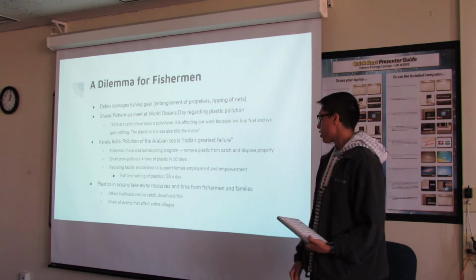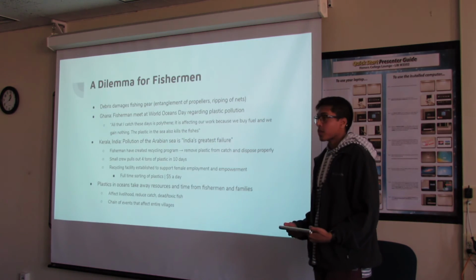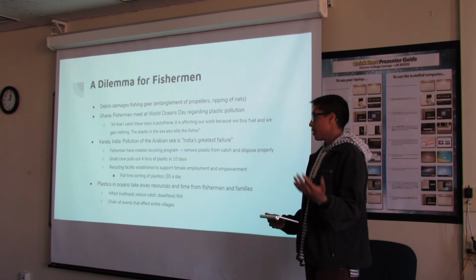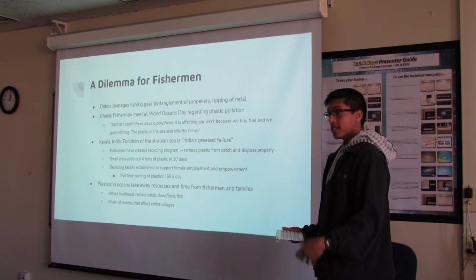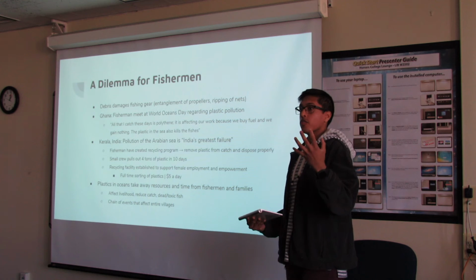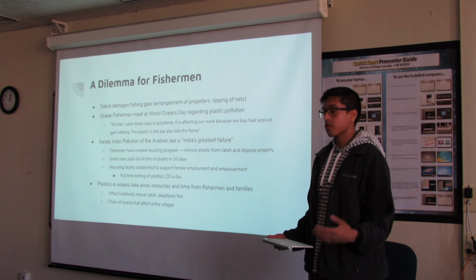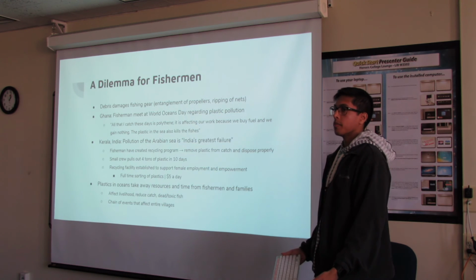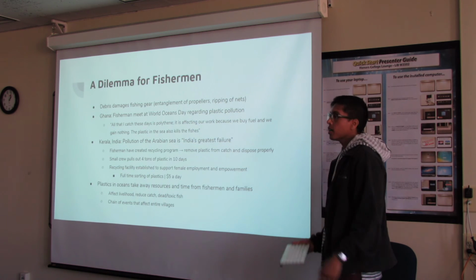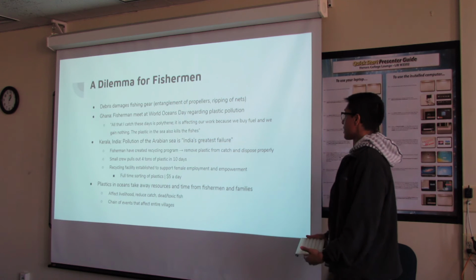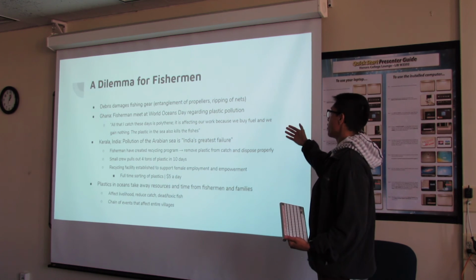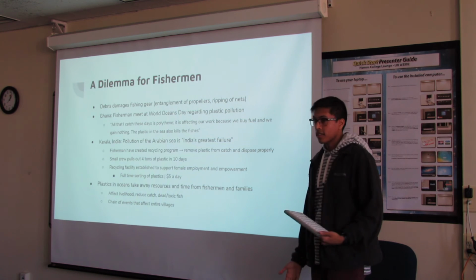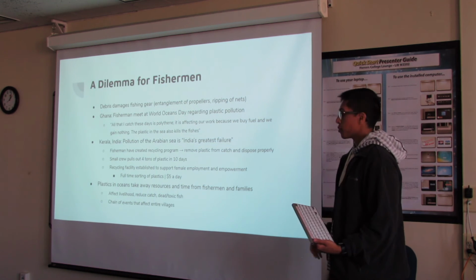And then also another situation in Kerala, India, one person said that the pollution of the Arabian Sea is India's greatest failure. But to combat this, the people of Kerala have realized the problem at hand, so they created a recycling program. They removed plastic from their daily catch and disposed of it properly. It's a very severe issue. The oceans are really polluted, and you can see that 4 tons of plastic are collected in 10 days from just a small group.